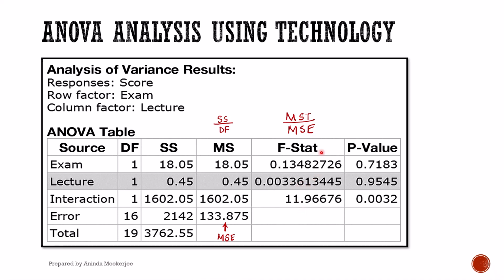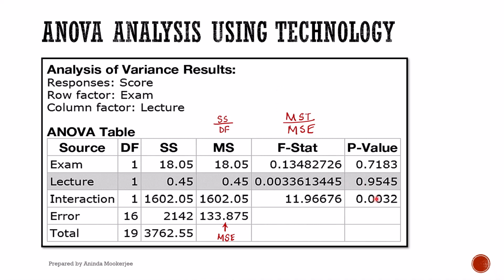And once we have the F-stat values, we have our P values, which we can obtain again using technology. Now, we see that 0.7183 is a pretty high P value, especially when we perform a test at the 5% significance level, where alpha is 0.05. So this means that we will not reject the null hypothesis, which says that the exams do not affect the response variable.